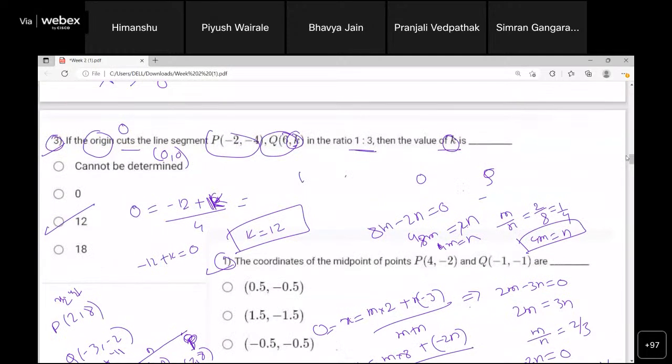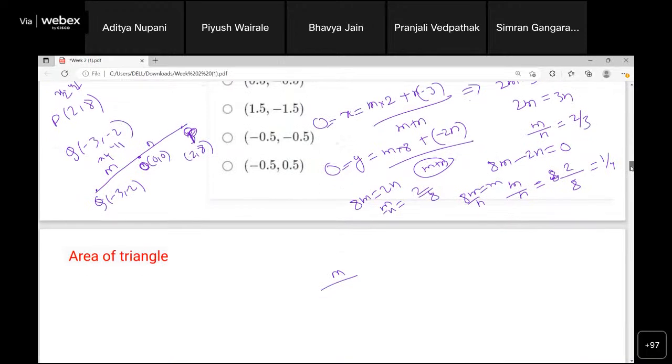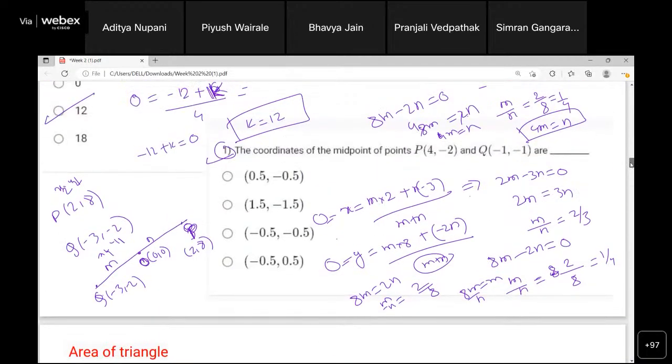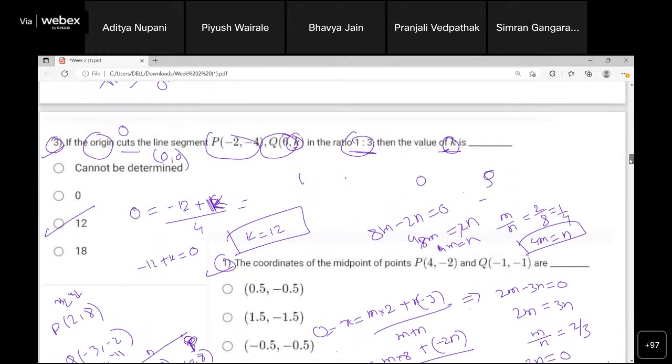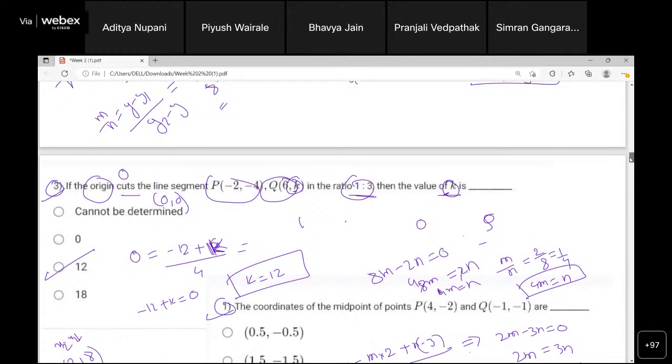So in this case, we are given the ratio 1:3. That's why we're directly finding it out. So in this question, if we find the area of the triangle using the 3 points, we will find that the area is not equal to 0. So we can conclude that the origin does not divide the line PQ. I will come to that point of area of triangle. We'll discuss that.